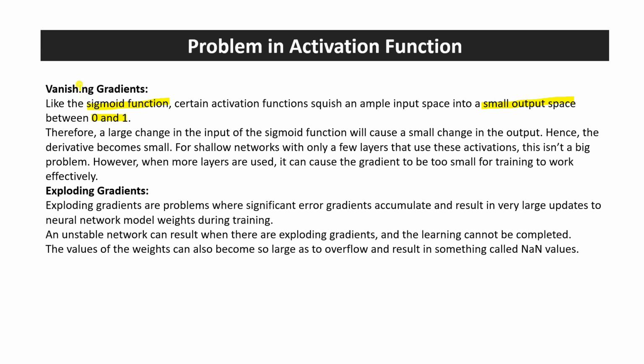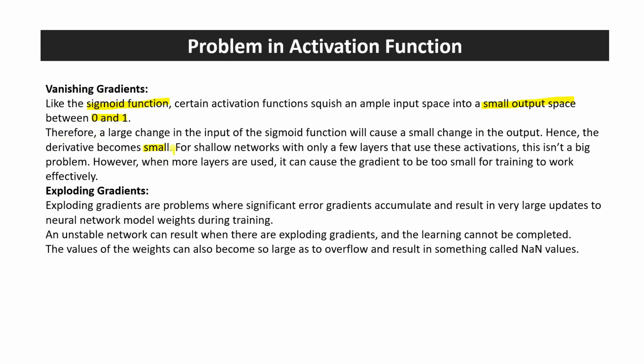Because this is happening, the vanishing gradient problem is happening in the sigmoid and the tanh activation function, just because of the 0 and 1 range. Therefore, a large change in the input of the sigmoid activation function will cause small changes in the output. Because while you draw the derivative of the sigmoid activation function, you can see that the range is between -3 to 3, and also the derivative curve is locally flattened. So that's why this vanishing gradient problem is happening. Hence the derivative became small.